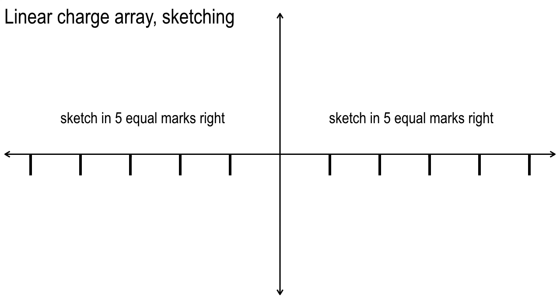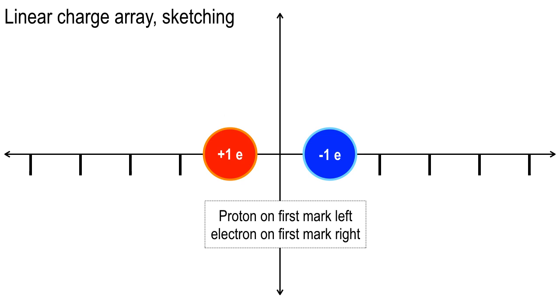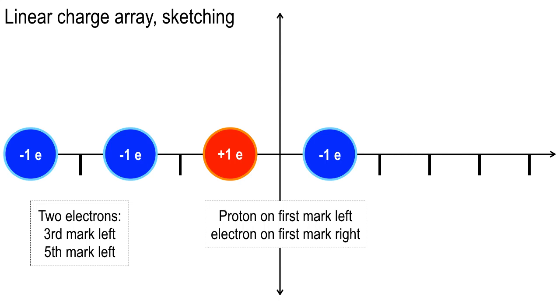Now we're going to put a proton on the first mark to the left and an electron on the first mark to the right. So there's 2 units of distance. I haven't told you whether that's a nanometer or a light year, but it's 2 units in the distance scale I've chosen. Now let's put some electrons on the third mark to the left and the fifth mark. Between any two nearest neighbors, there's 2 units of distance.